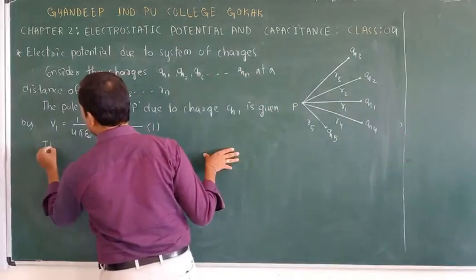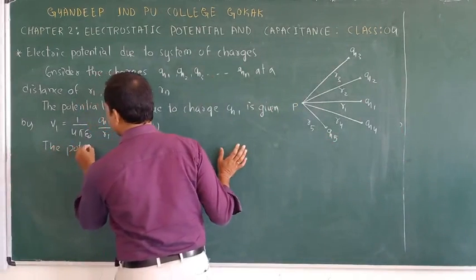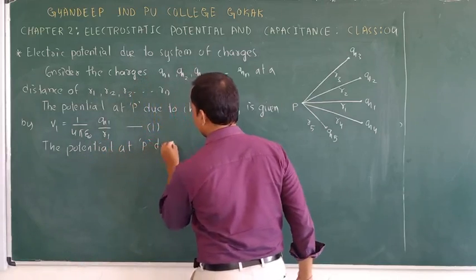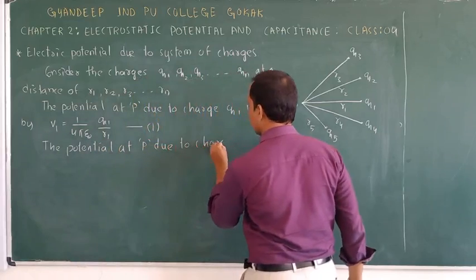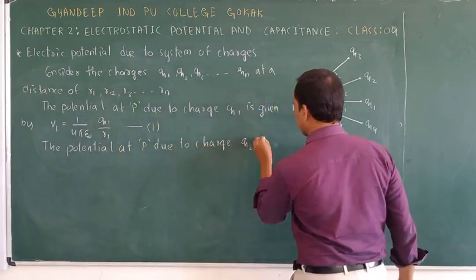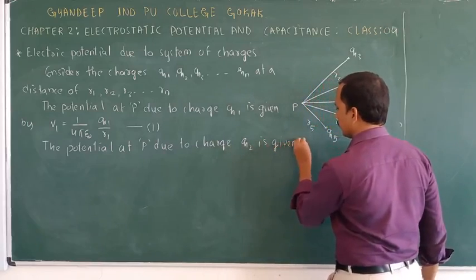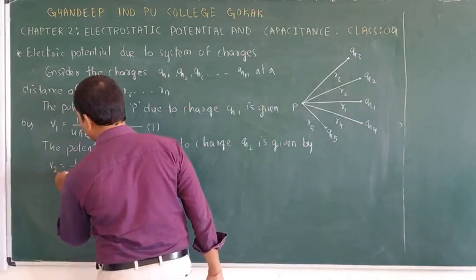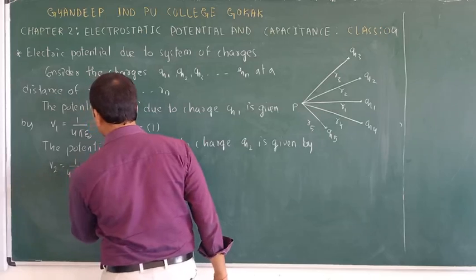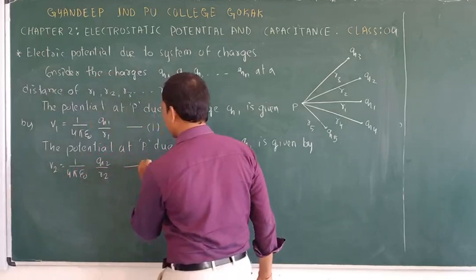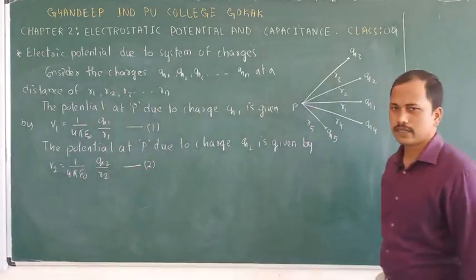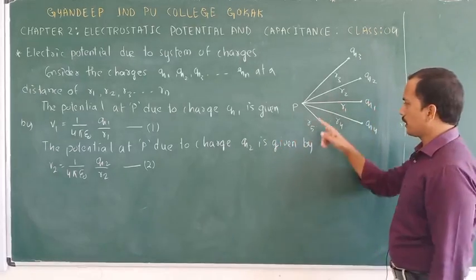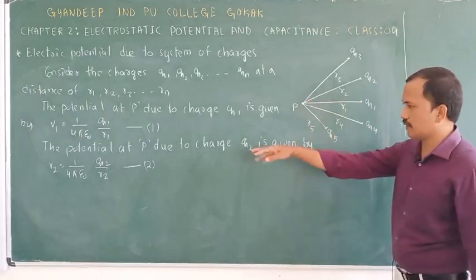Similarly, the potential at P due to charge Q2 is given by V2 is equal to 1 divided by 4 pi epsilon, Q2 divided by R2. This is equation number 2, for the second potential. So the potential at P due to charge 1 is the first equation, and the potential at this point due to this charge is the second equation.